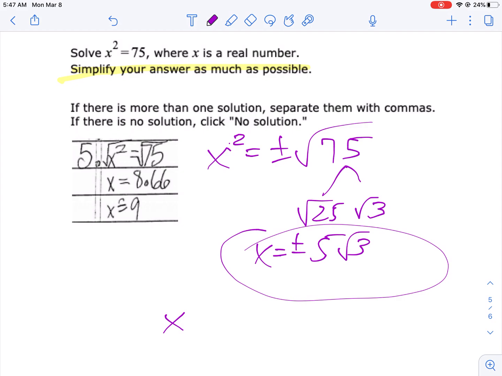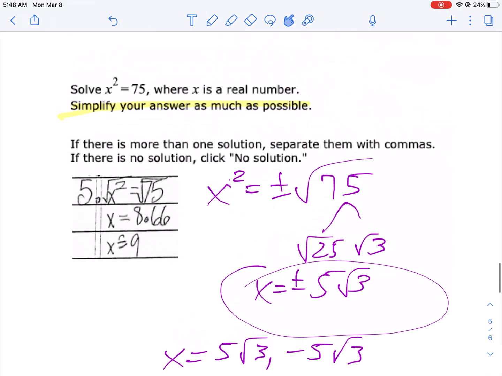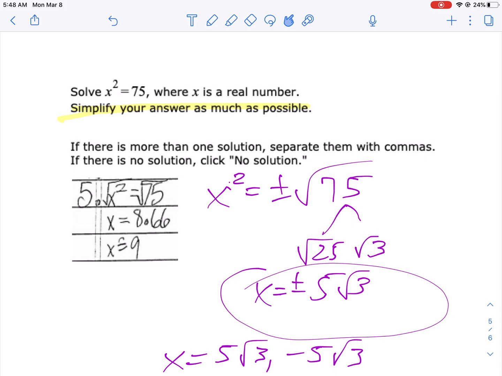When you type that in, you're going to type in 5 square roots of 3, comma, negative 5 square roots of 3. So although you got a 0%, you really just made like 2 small errors. But you repeated them on every single problem, unfortunately.